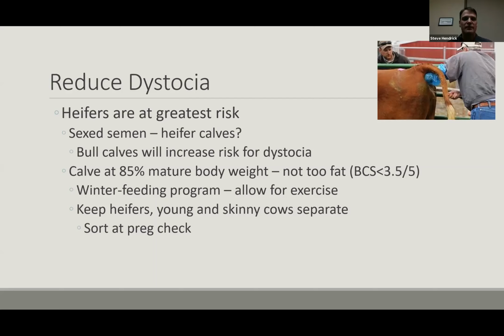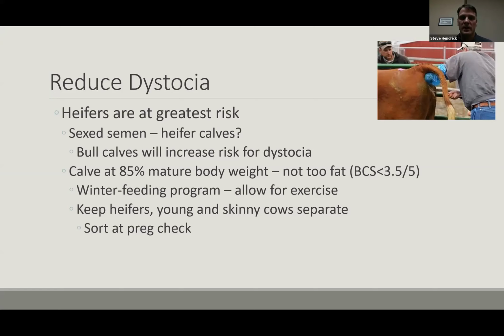So to affect this, I think we really need to be cognizant of our winter feeding program. And what I really like to see in heifers is that we're allowing them to get some exercise. I know sometimes they do get dry lotted if need be, but I really like to see more extensive grazing if that's at all a possibility, mostly for that exercise, okay?